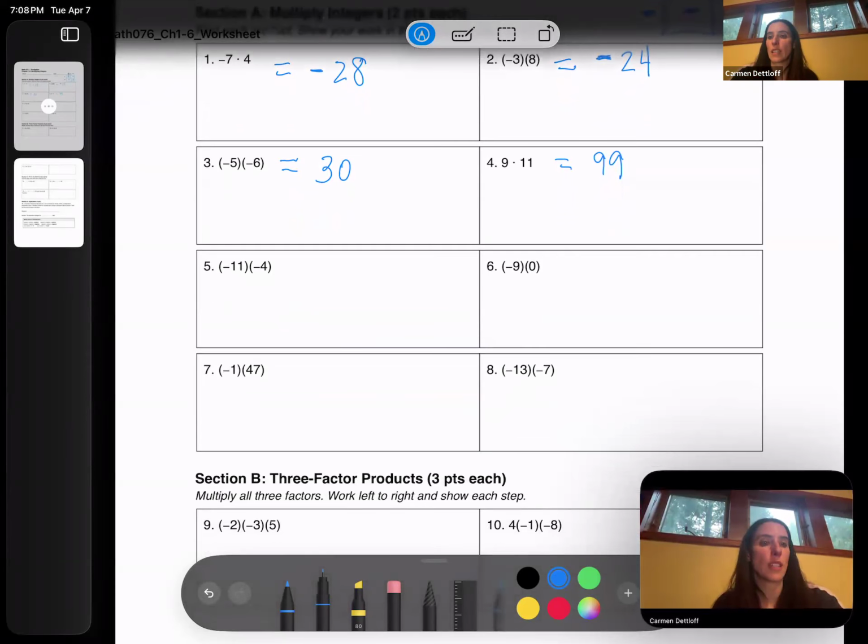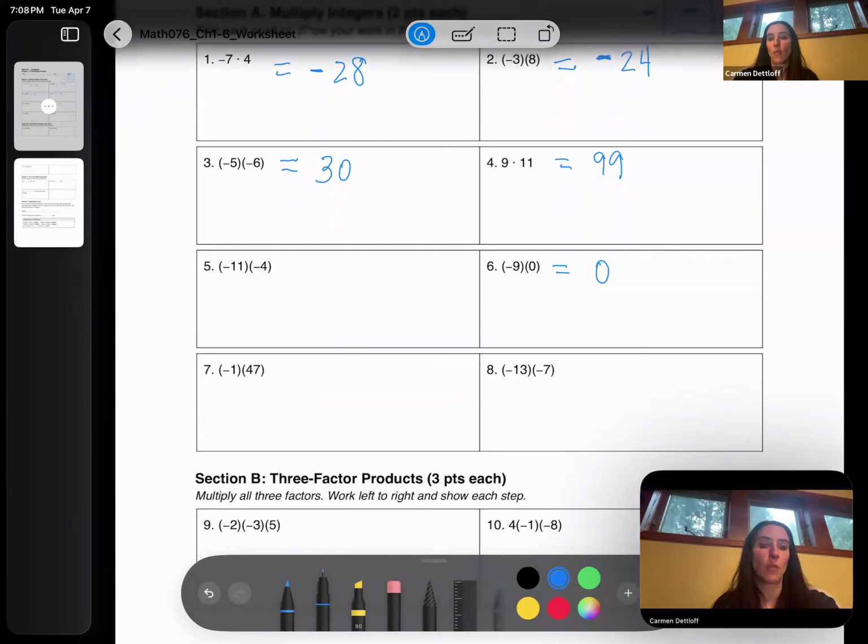Let's talk about number 6. Negative 9 times 0. Well, we know 0 times anything is 0. Does it matter if I'm multiplying by a negative number when I'm multiplying by 0? No, it does not. And I get 0.